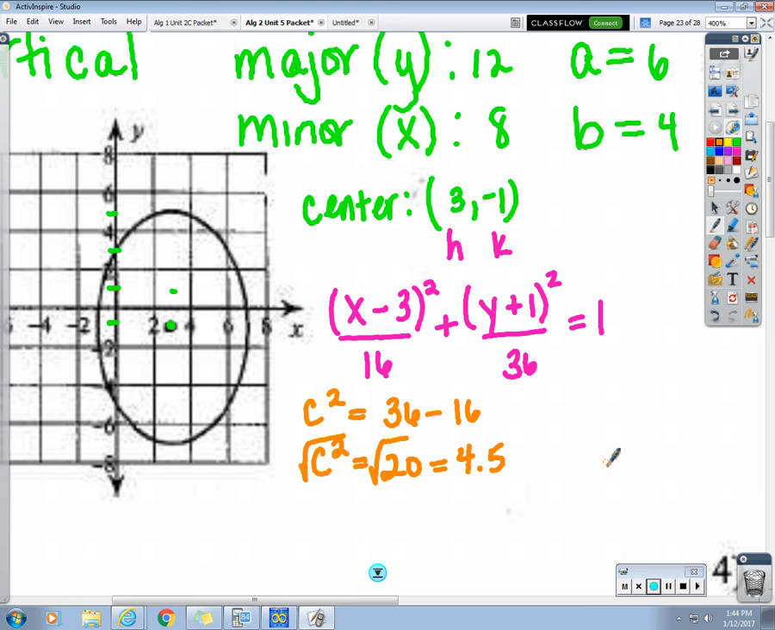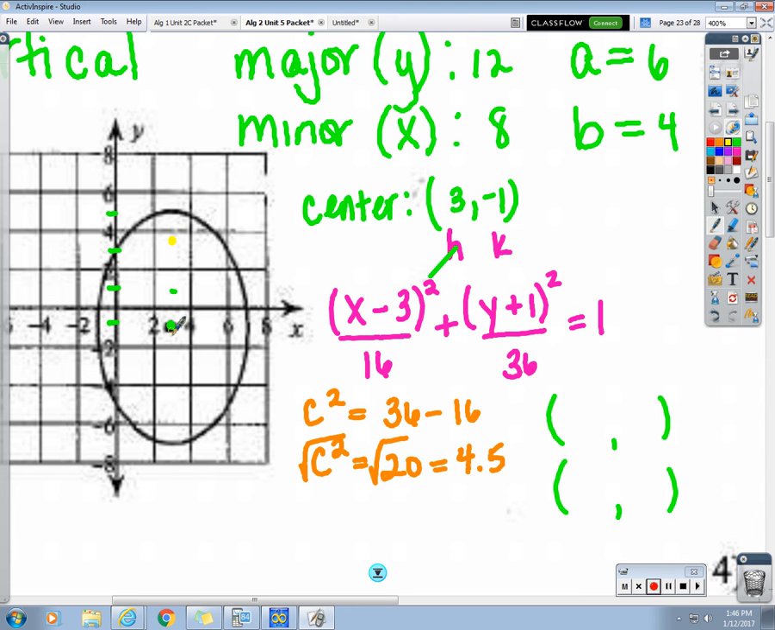Okay, so I'll give you a second to make sure you've got it. Okay, so we got 4.5 for our c value. So from the center, are we moving up and down 4.5 or left and right 4.5? Up and down, because think about it. If you tried to move right 4.5, 1, 2, 3, 4, you would be outside the ellipse, right? Your foci always have to be on the major axis, which for this one is the y-axis. So here we go. That's 1 unit. That's 2 units. That's 3 units. 4. That would be 5, so wouldn't 4.5 be about right there?